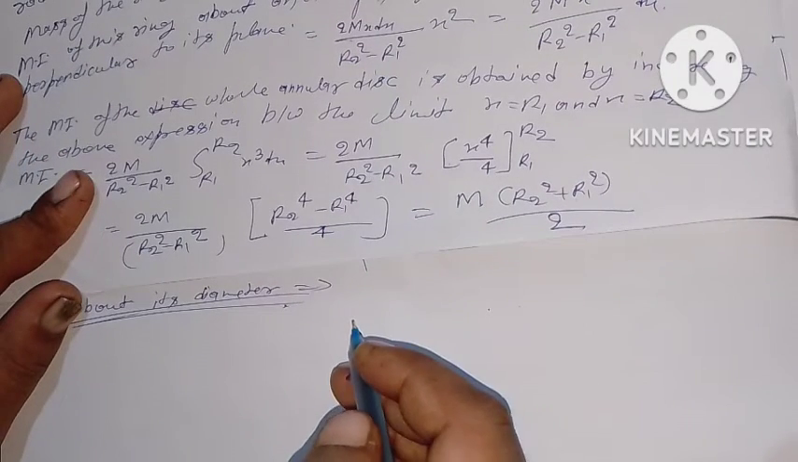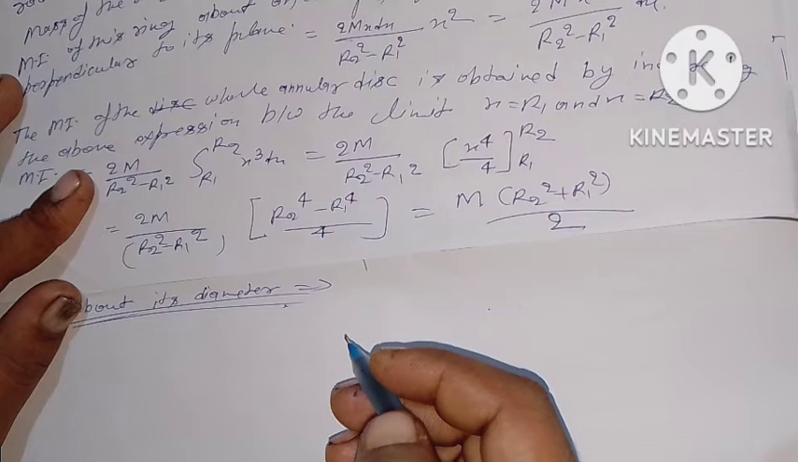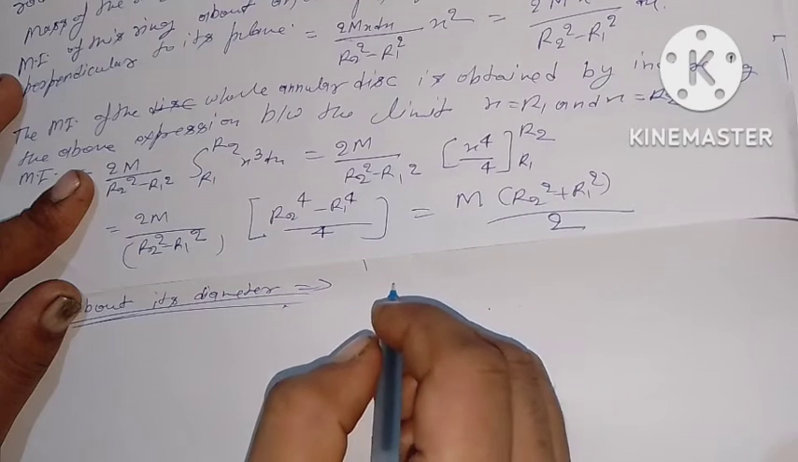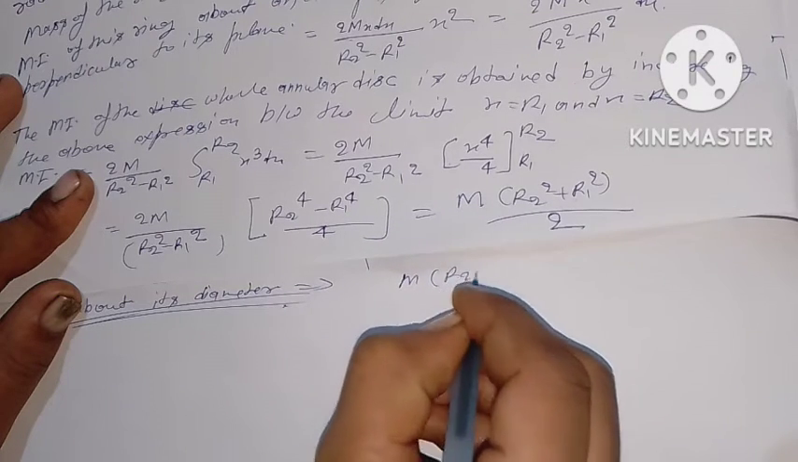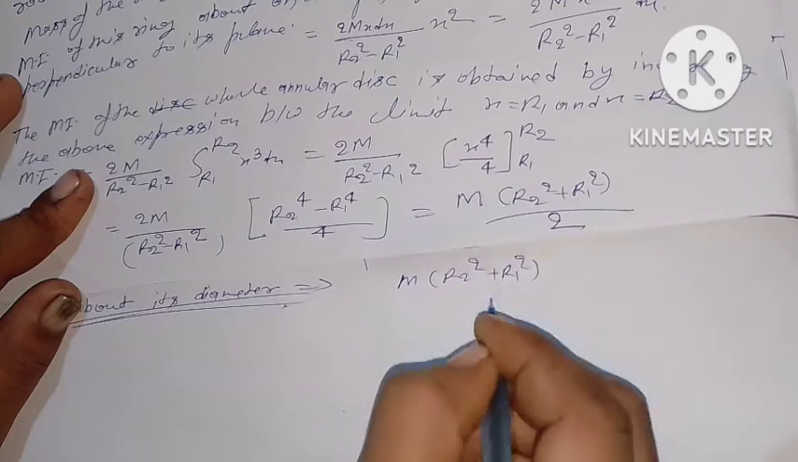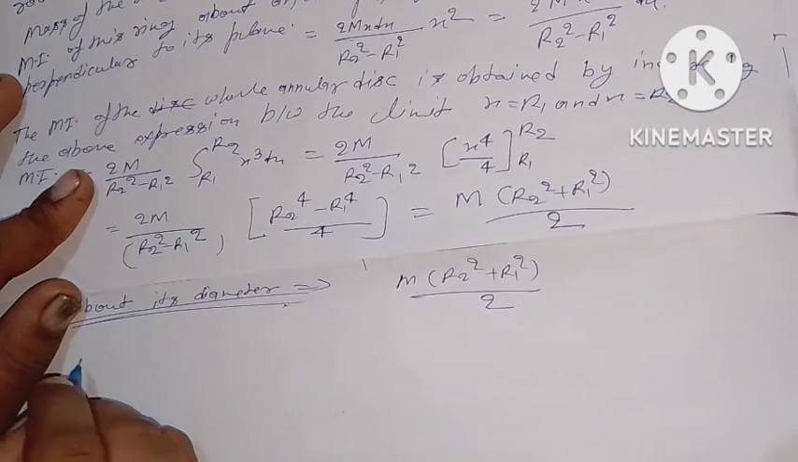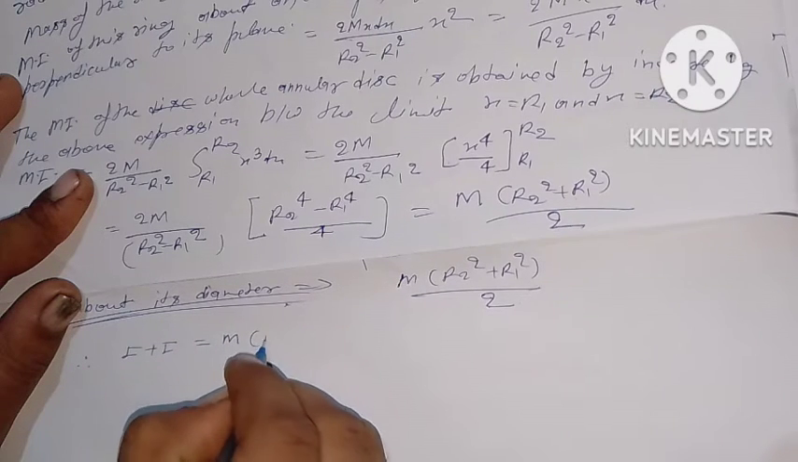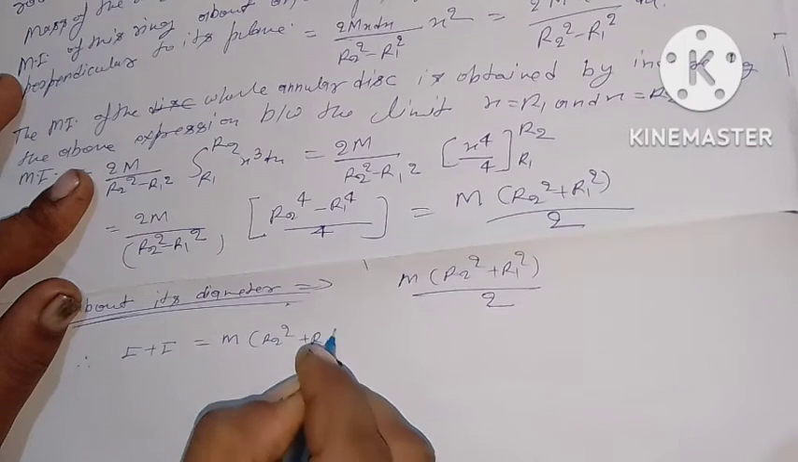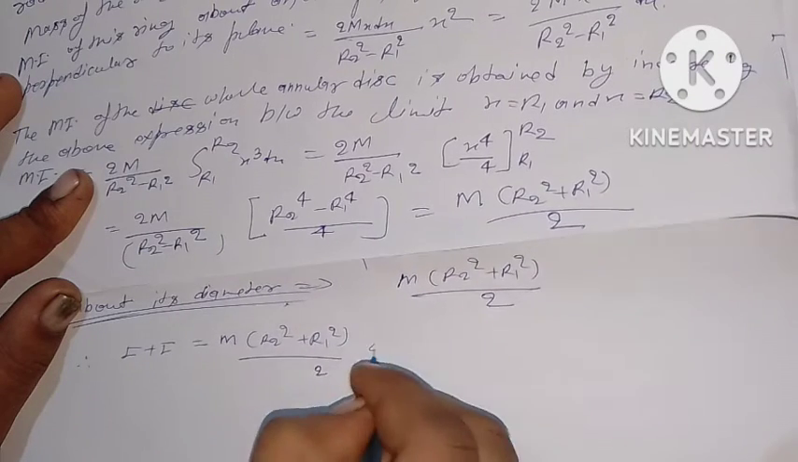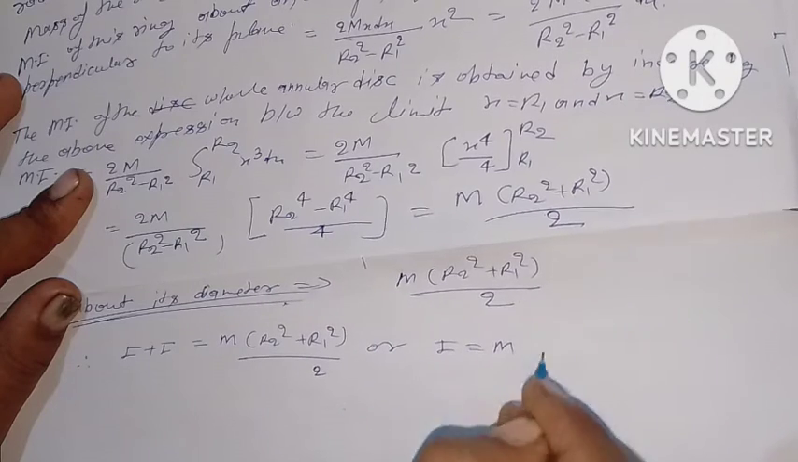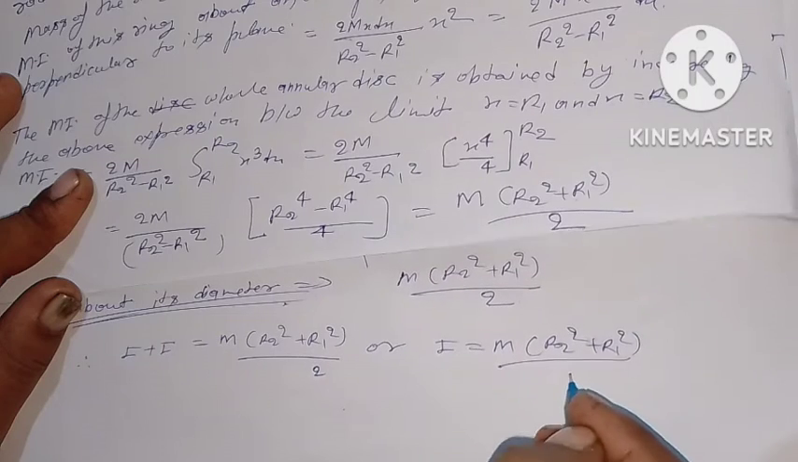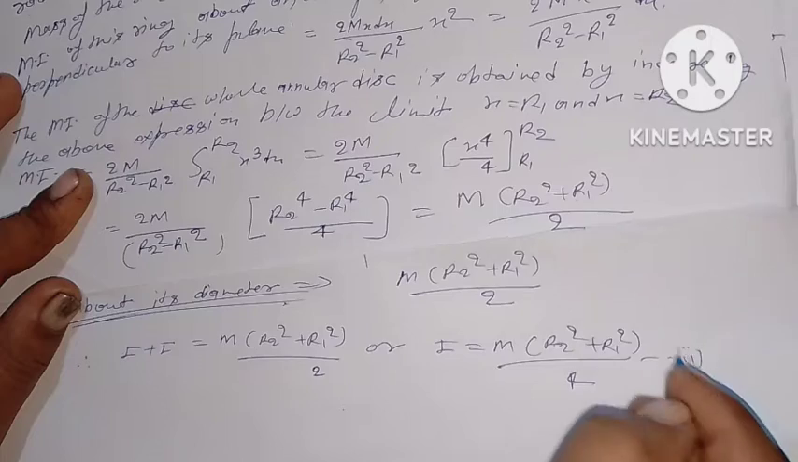The moment of inertia about an axis through O and perpendicular to its plane is M (R2 square plus R1 square) whole upon 2. But I plus I equals M (R2 square plus R1 square) whole upon 2, or I equals M (R2 square plus R1 square) whole upon 4. This is equation number 2.